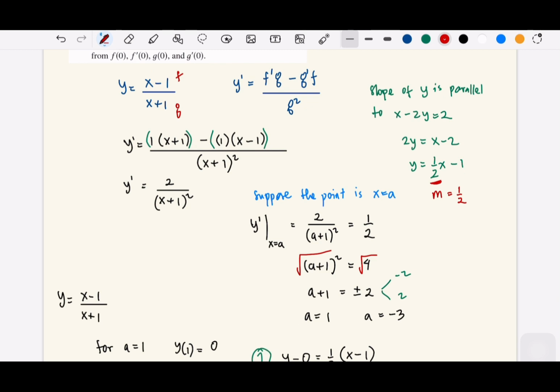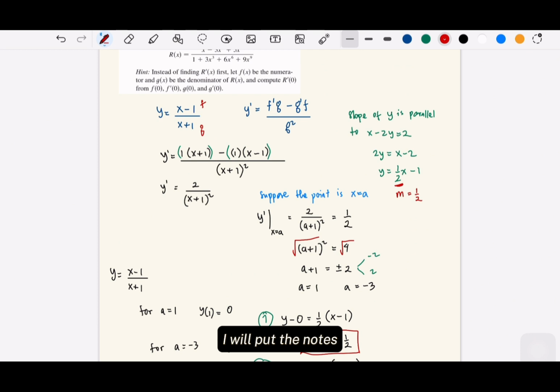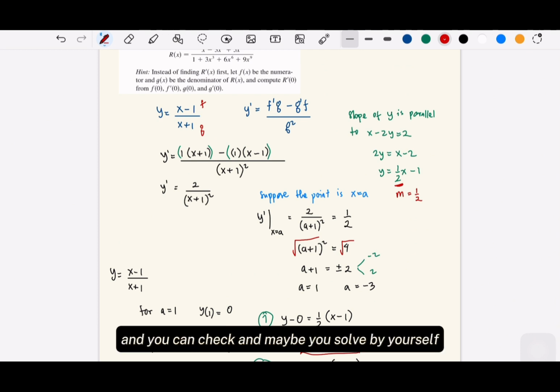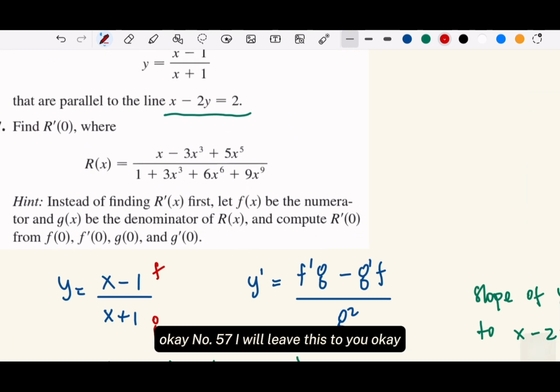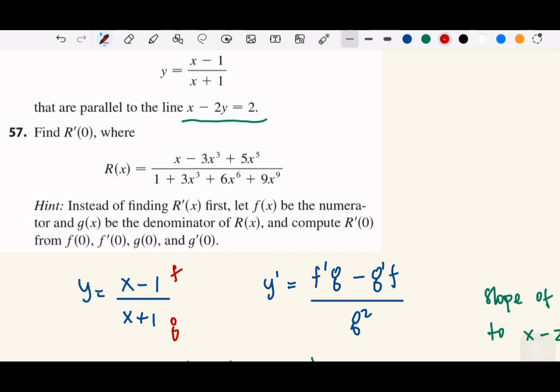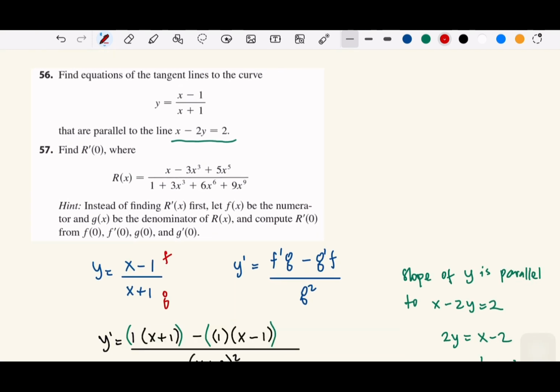What's your version? I see some of you taking notes. It's okay. I will put all the notes into the Moodle later, and you can check and maybe solve by yourself, without looking at my notes. Number 57, I will leave it to you. I hope you get it. After some time, hopefully I can record some videos about this. Maybe tomorrow I will prepare and then let you know later.